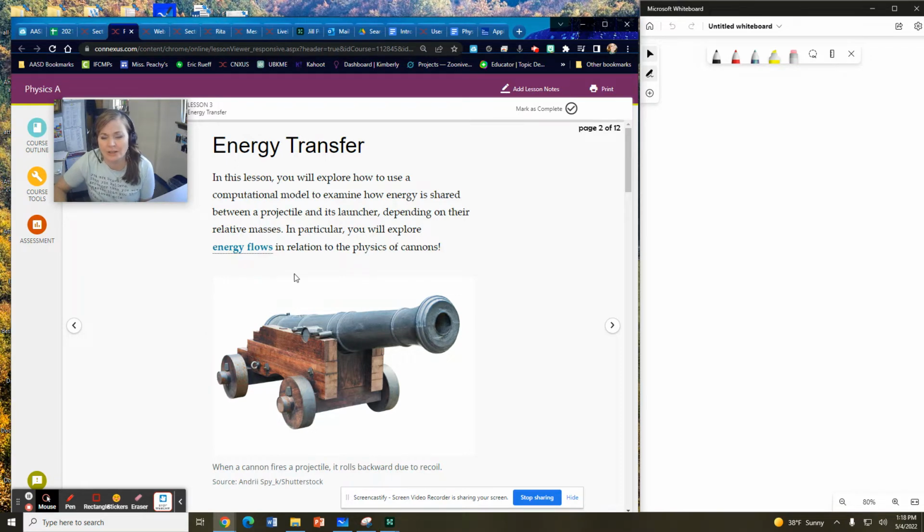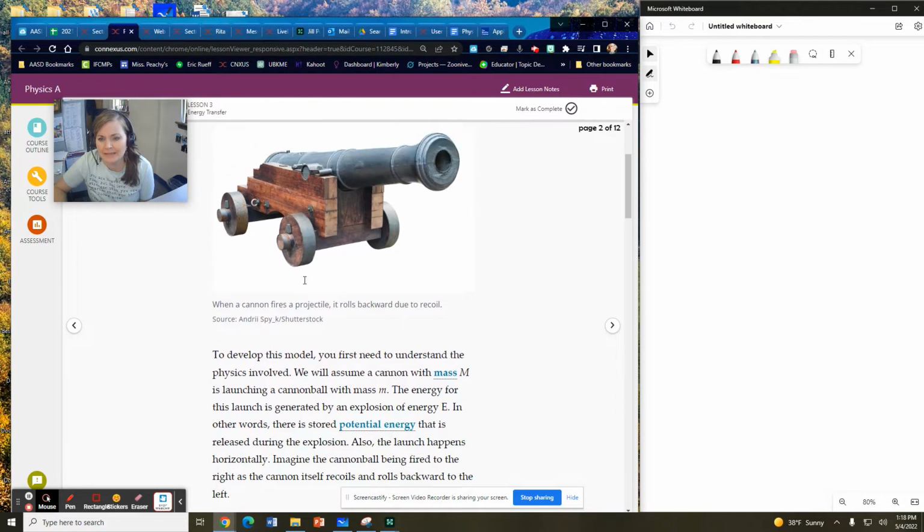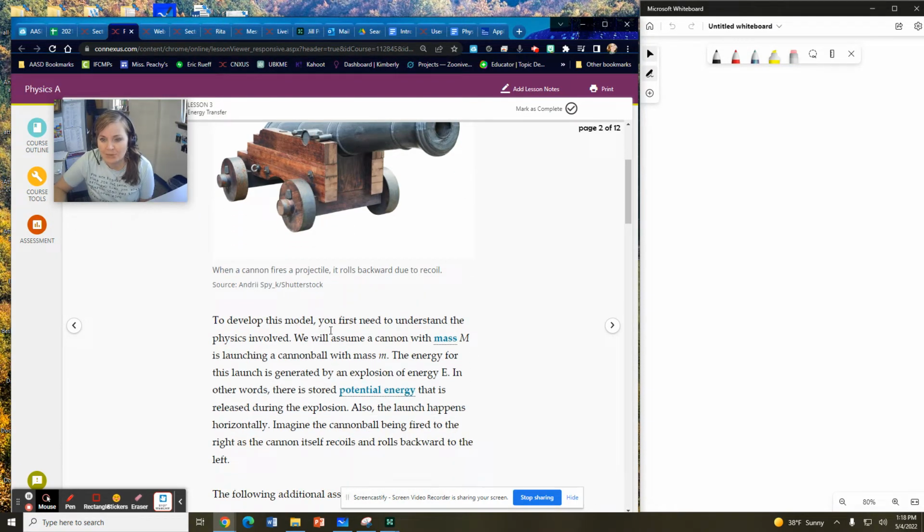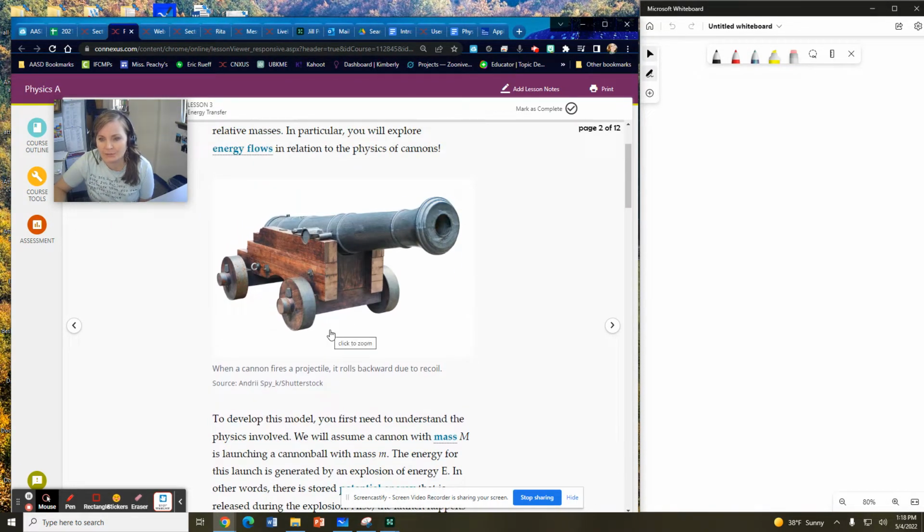So it starts off talking to you a little bit about cannons, and how when you look at a cannon, for example, the cannon will launch, and when it does, the cannonball comes out of the front of the cannon, and the cannon itself kind of recoils backwards as well, right? So we can understand a little bit about the relationship.